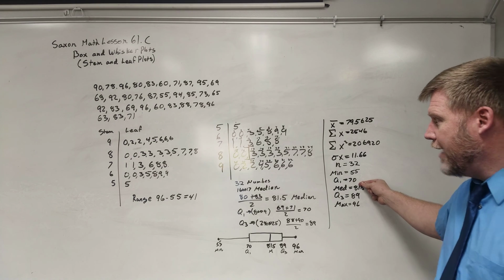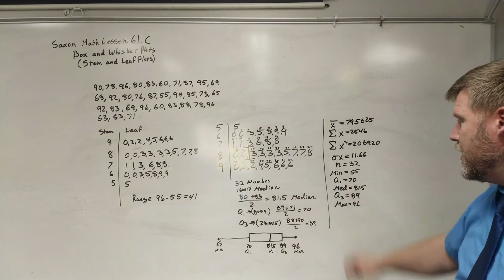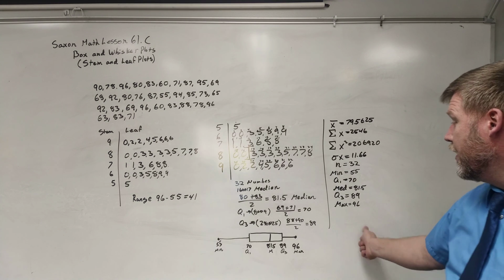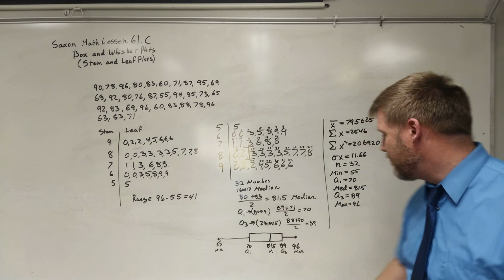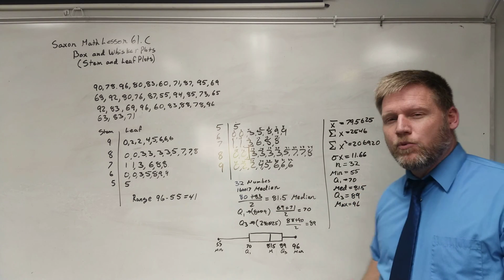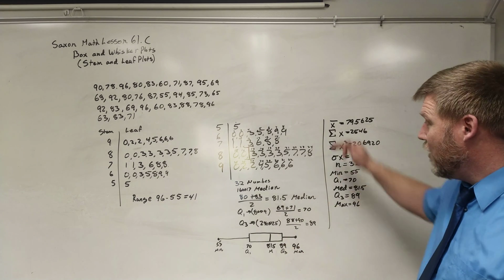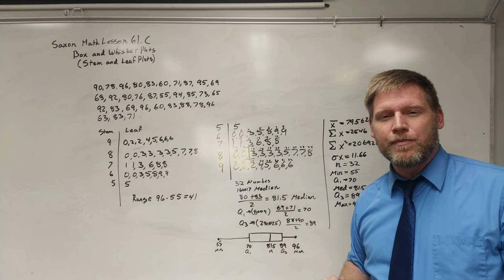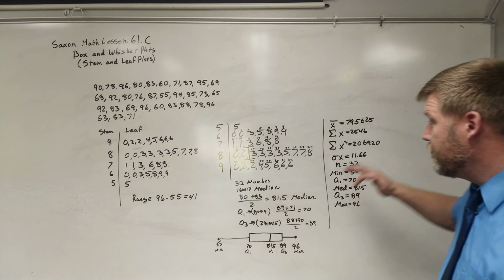Quartile 1, wait, I don't have to find out what that is? Nope, it tells you: 70, median 81.5, Q3 89, max 96. Now I can graph from this information my box and whisker plot right there on my paper without having to do all of the cumbersome calculations in the middle. This is very, very useful. You use that calculator to the fullest.